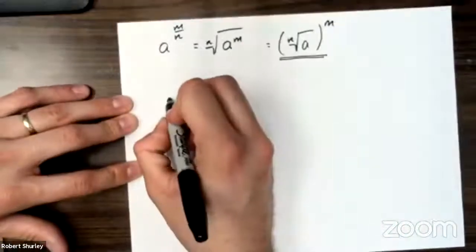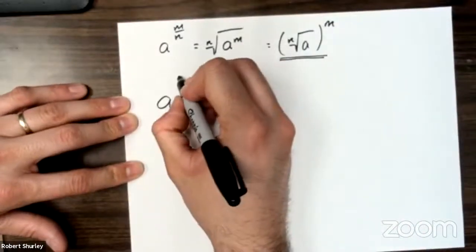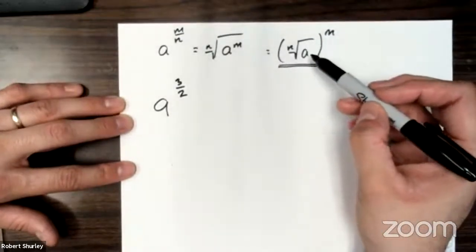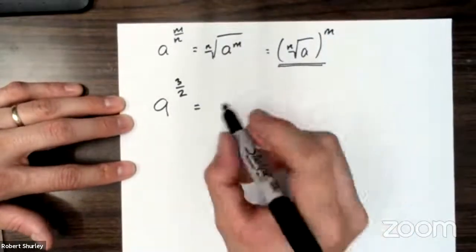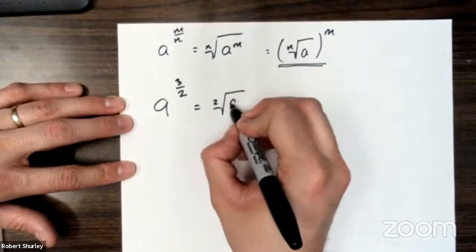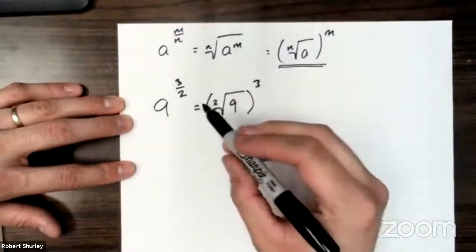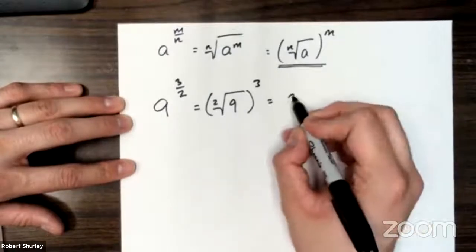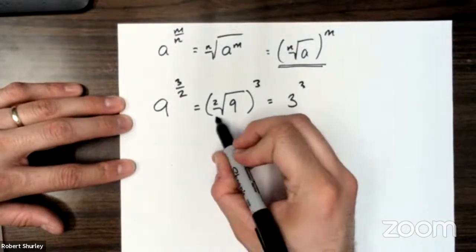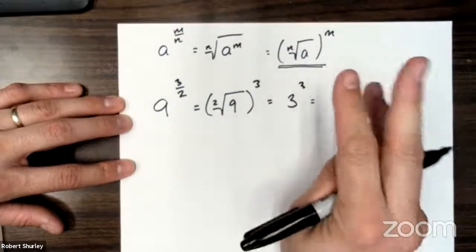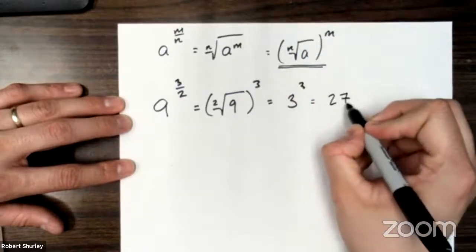Let me give you an example. Let's say we had 9 raised to the 3/2, okay? If we work it this way, the second way, it will be the square root of 9, and then you cube it, okay? And notice the square root of 9 we know is 3, right? Square root of 9 is 3. And then you raise it to the 3rd power. Well, 3 times 3 times 3 is just 27.